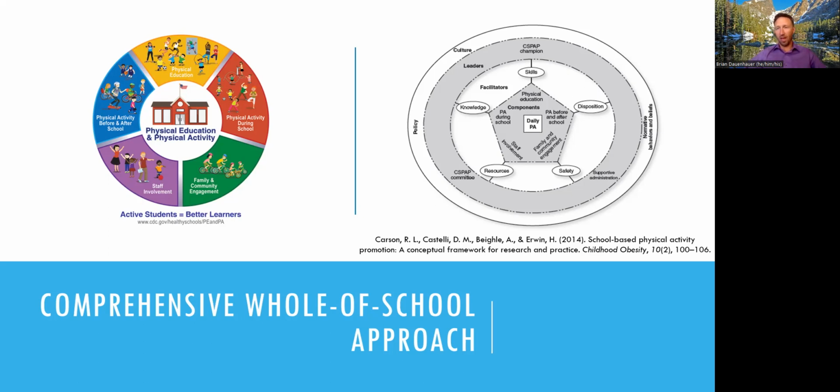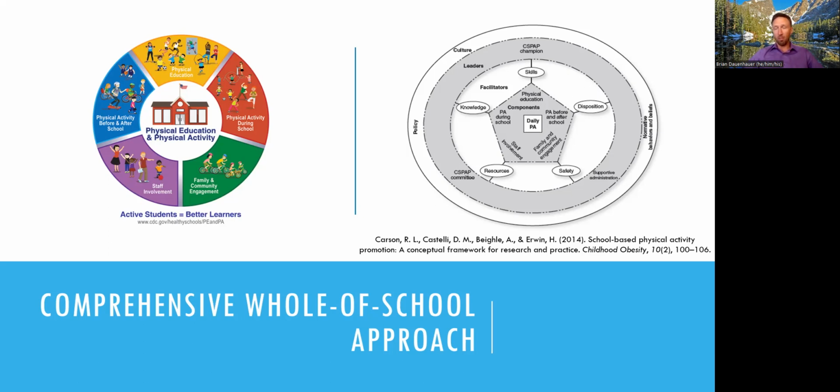During the school day, we have recess and active breaks at the secondary level. And then we have classroom movement integration, where while kids are in the classroom environment, movement is integrated. But the CSPAP model also includes staff involvement and family community engagement. So it starts to acknowledge that there's more than just the physical activity opportunities themselves that are needed. You need to have the adults in the school involved in promoting physical activity for it to truly be successful. And you need to have the entire community involved.